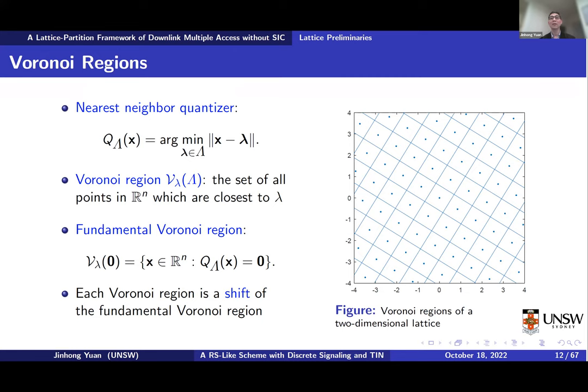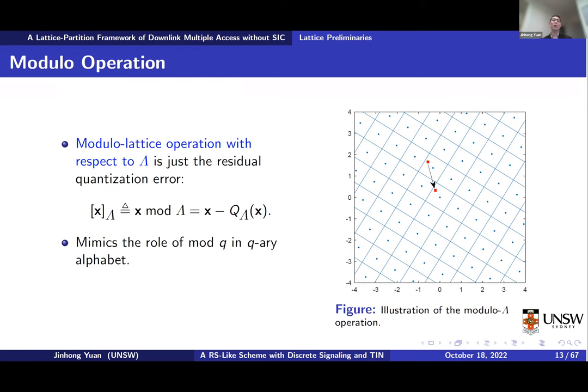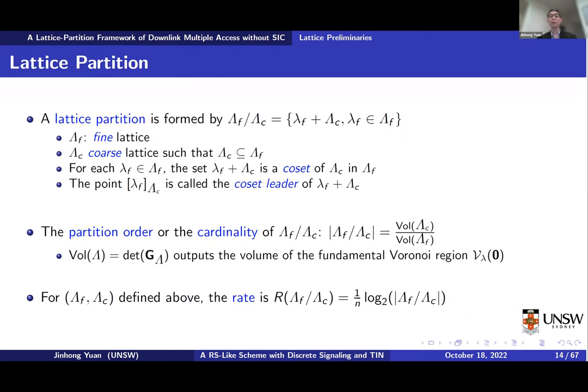As we know, you have the geometrically uniform property, so if you shift any lattice point, it is going to be the same lattice. That is called translation invariance, or shift invariance. Another concept is the modular lattice operation. For example, this red point can be mapped to the second red point within the fundamental Voronoi region. Basically, you do a modulo operation and quantize to the fundamental Voronoi region. Okay, so this is the terminology we are going to use.